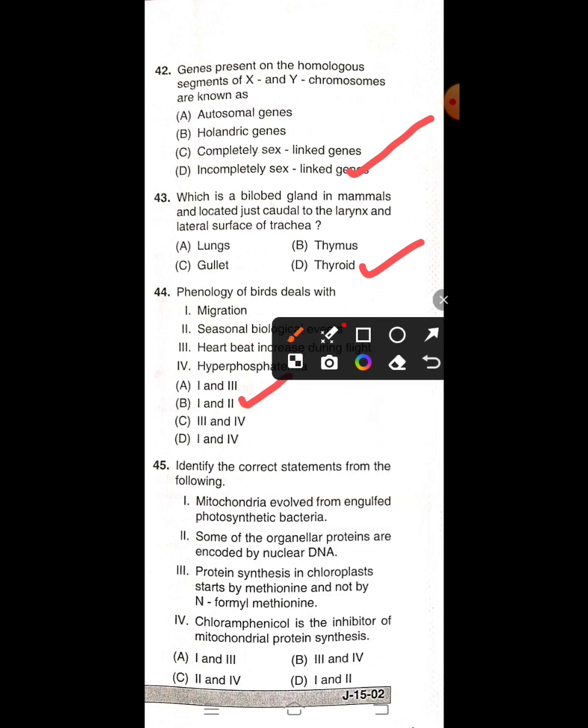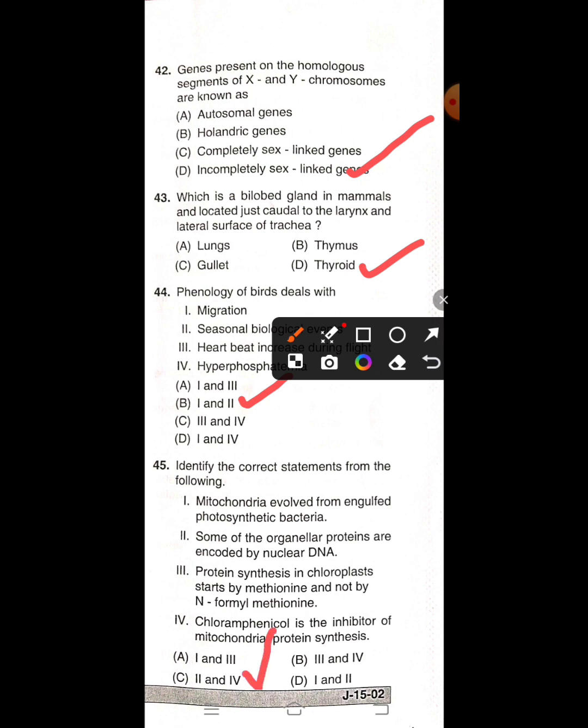Identify the correct statements from the following. Options are: mitochondria evolved from engulfed photosynthetic bacteria. Some of the organellar proteins are encoded by nuclear DNA. Protein synthesis in chloroplast starts by methionine and not by N-formyl methionine. Chloramphenicol is the inhibitor of mitochondrial protein synthesis. Among them, you have to pick the correct statements. Okay, I am going to give you the answer.